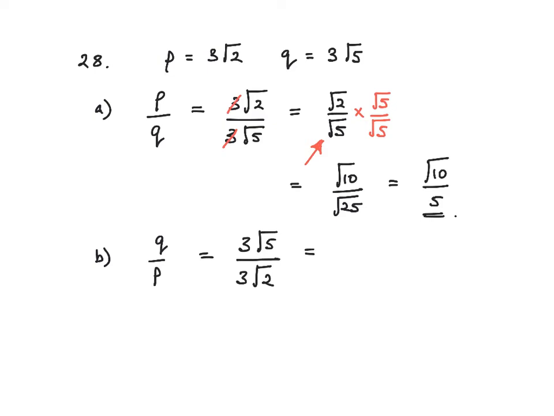We can cancel out the 3's again, and that leaves us with root 5 over root 2. This time we're going to multiply by root 2 and root 2. That gives us root 10 on top and root 4 on bottom, which we can write as root 10 over 2, since the square root of 4 is 2.